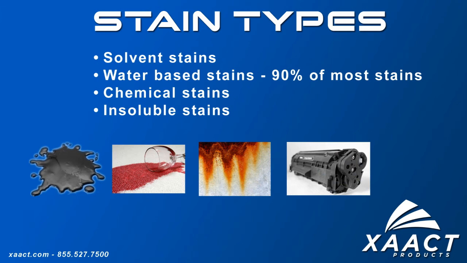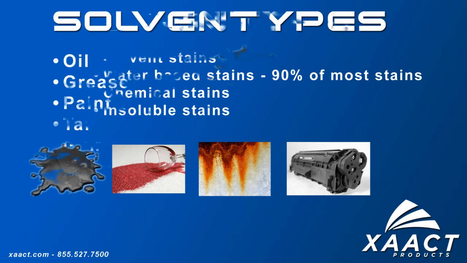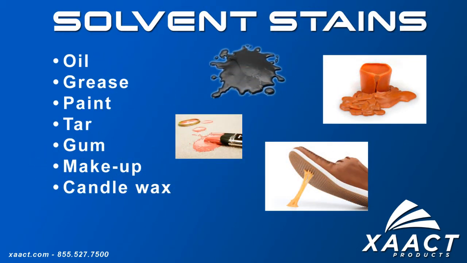There are 4 basic types of stains: solvent stains, water-based stains that make up 90% of most stains, chemical stains, and insoluble stains. Different types of solvent stains include oil, grease, paint, tar, gum, makeup, and candle wax.